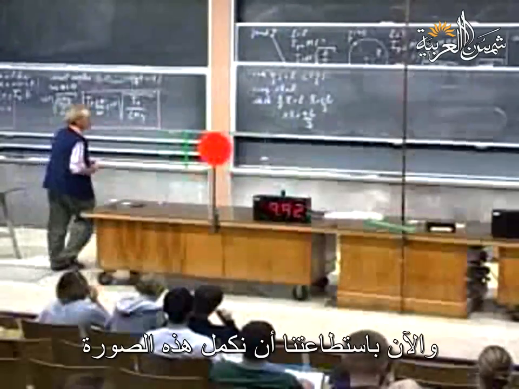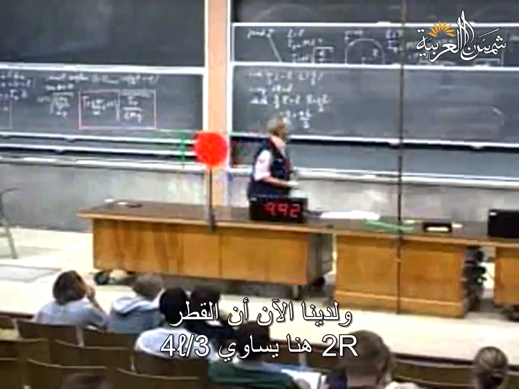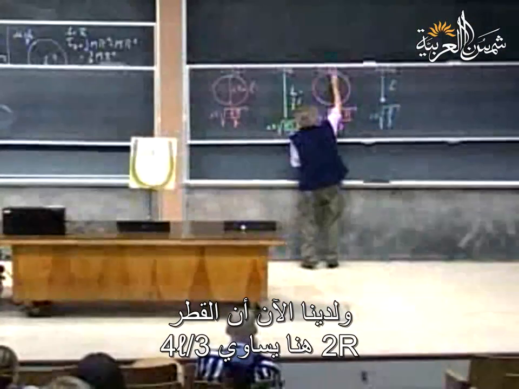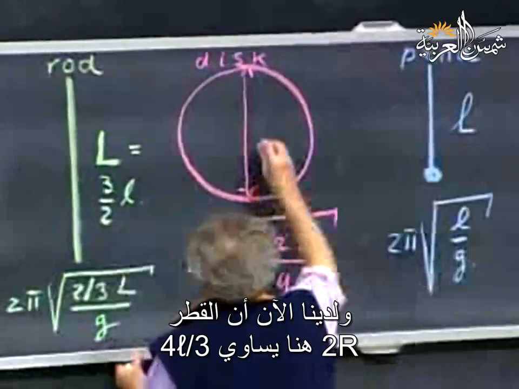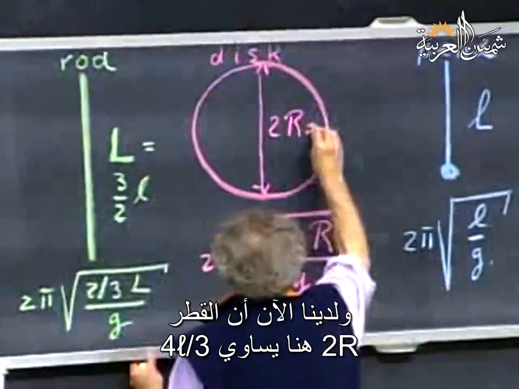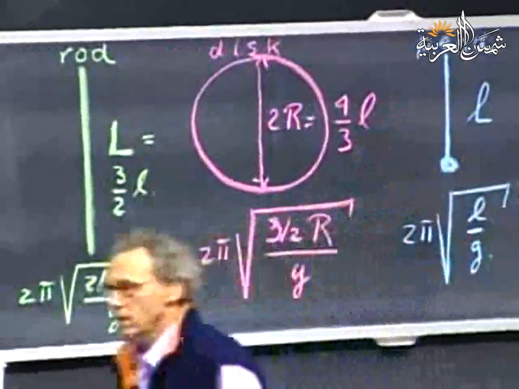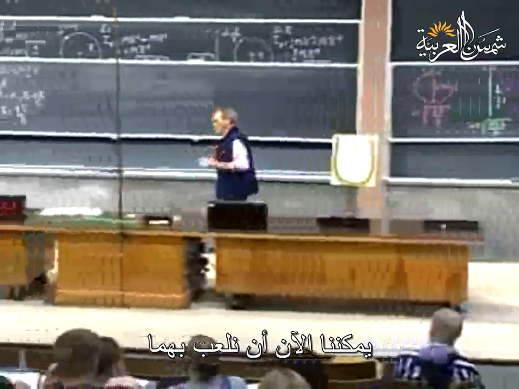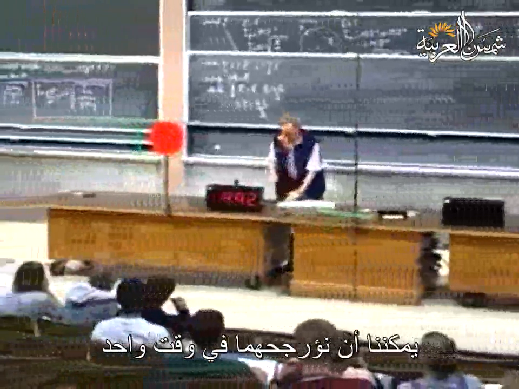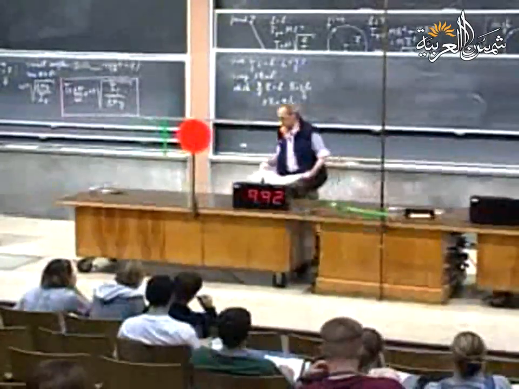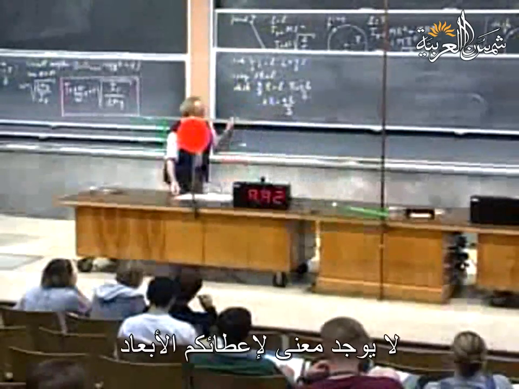And so we can now complete that picture, and we have now that the diameter here, 2r, is now 4/3 times L. And so what we can do now, we can play with them, we can oscillate them simultaneously and just see how well they track each other. There's no sense in giving you the dimensions.